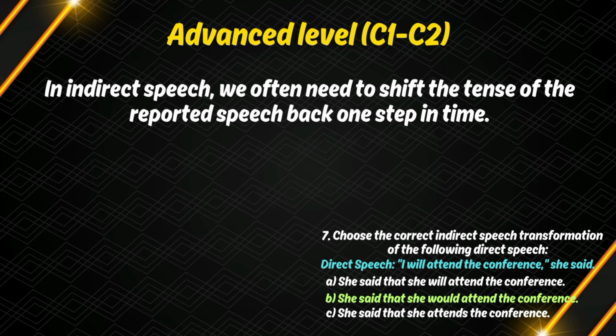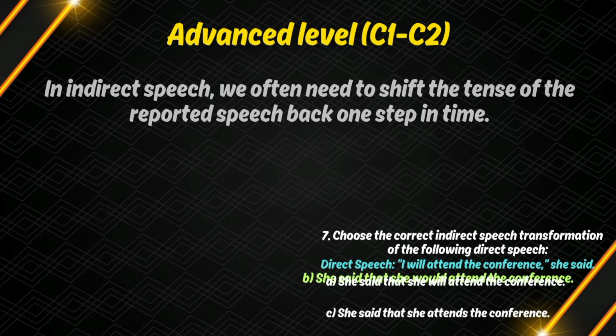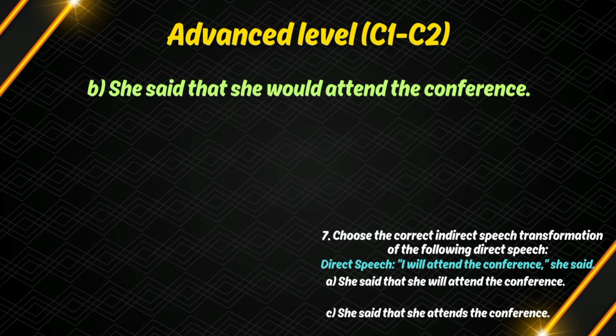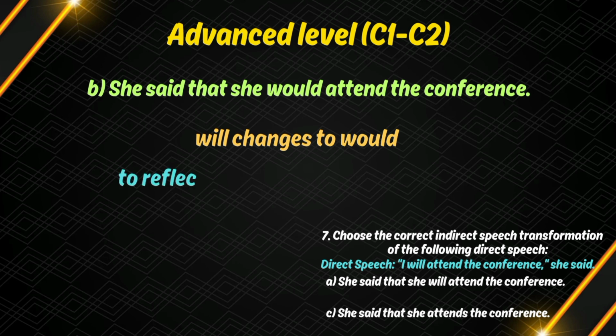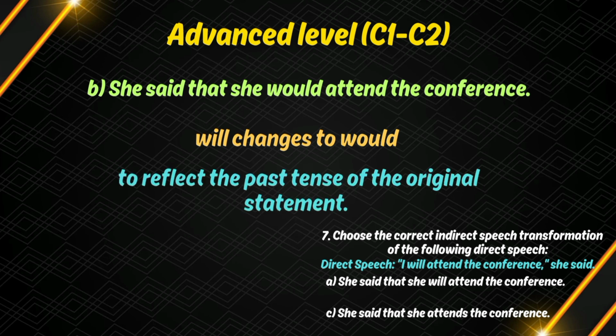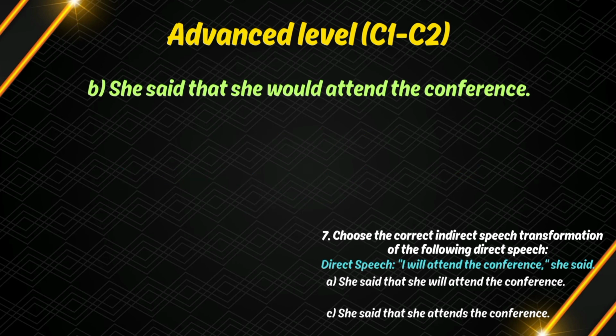In indirect speech, we often need to shift the tense of the reported speech back one step in time. Therefore, the correct option is B. She said that she would attend the conference, where will changes to would, to reflect the past tense of the original statement. This transformation accurately reflects the reported speech.